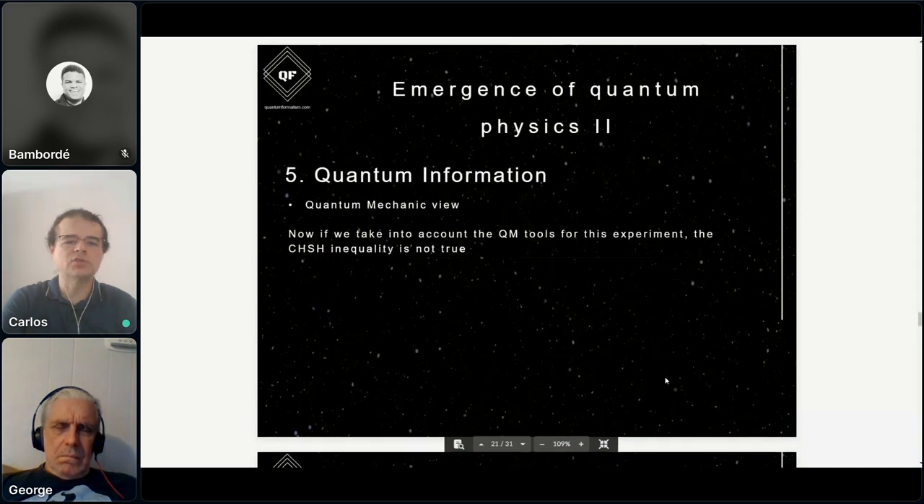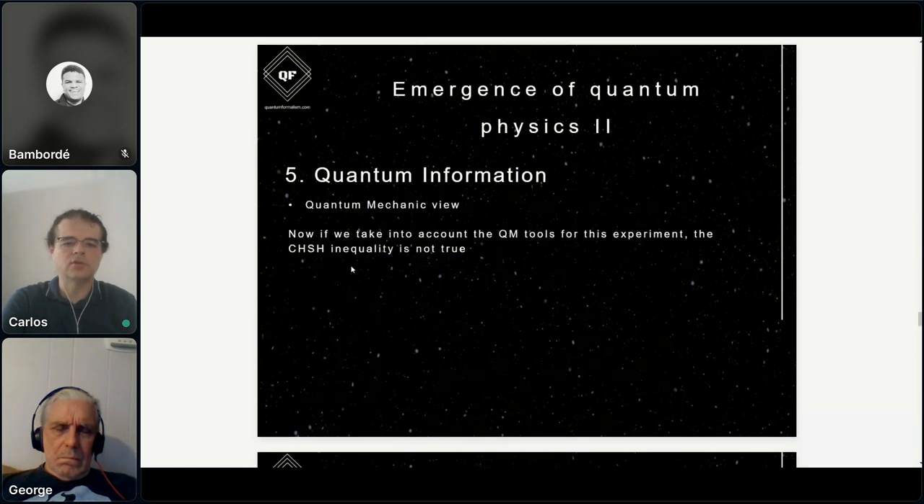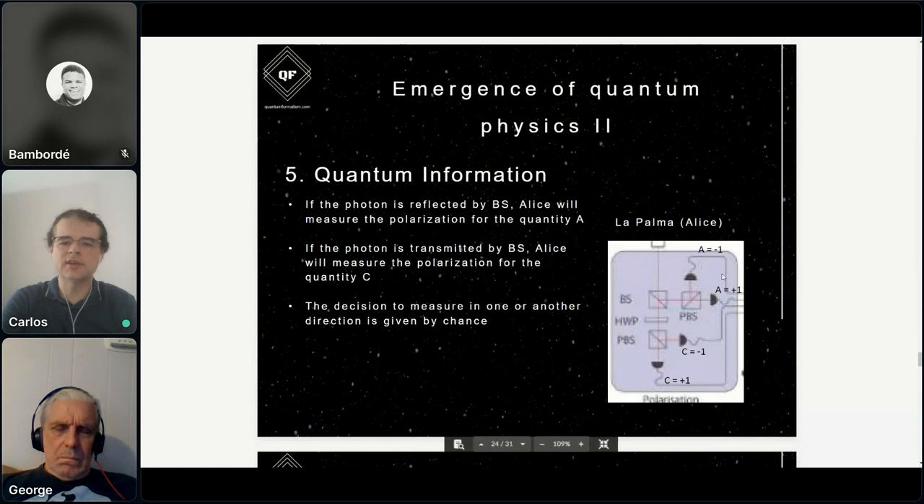So remember that these quantities A, B, C, D are associated with the polarization of the photon, which depends on the angle of polarization the photons have. So A is detected here, whether the photon is vertical or horizontal. This guy here rotates the polarization 45 degrees. Once it does that, I have a different angle of orientation that defines my C. So if it's detected here, I call it C minus one. If detected here, I call it C plus one.